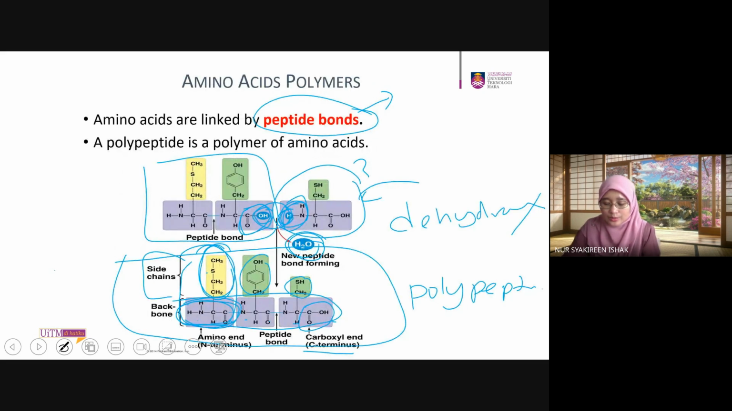So this is a polypeptide chain. It has a backbone, a repeating unit of nitrogen, carbon, carbon, nitrogen, carbon, carbon, and protruding from that backbone, you have the side chains. These side chains will be involved in forming interactions between the amino acids along the polypeptide chain. Later, we are going to look at the significance of having these different side chains.